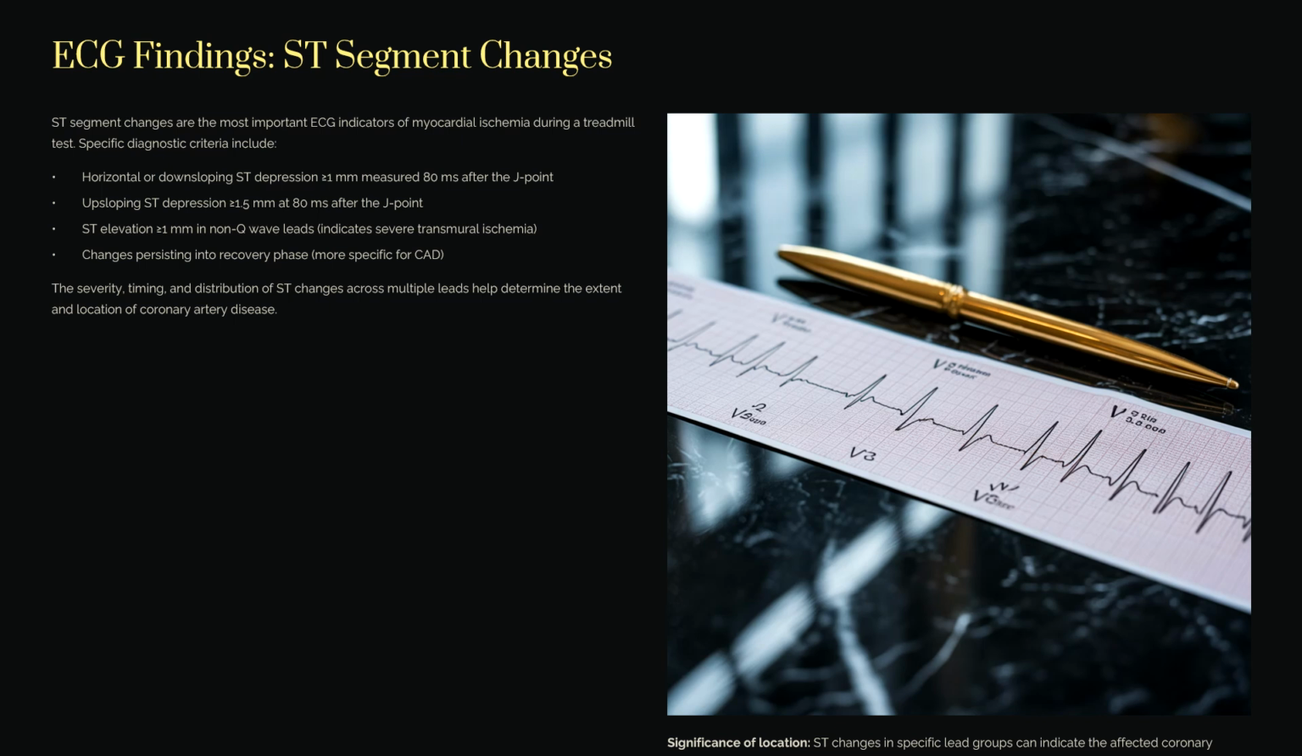So what are the ECG findings in ST segments? ST segment changes are the most important ECG indication for myocardial ischemia. So the reason should be remembered well: myocardial ischemia. During a treadmill test, what will be the appearance of the ST segment? Horizontal or down sloping ST segment, then ST depression greater than or equal to 1.5, ST elevation greater than or equal to 1, and changes persisting into the recovery phase. So these four are the changes of the ST segments which you have to remember.